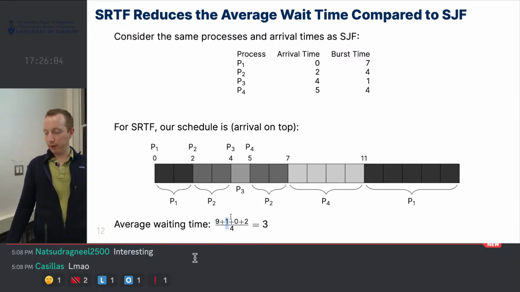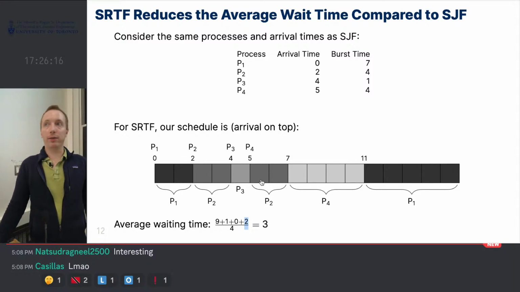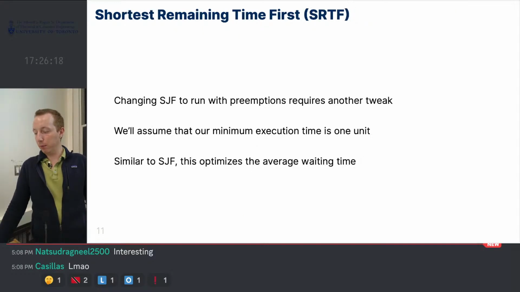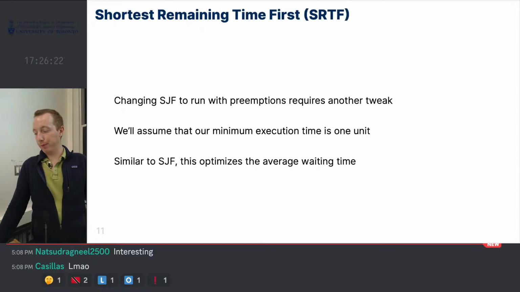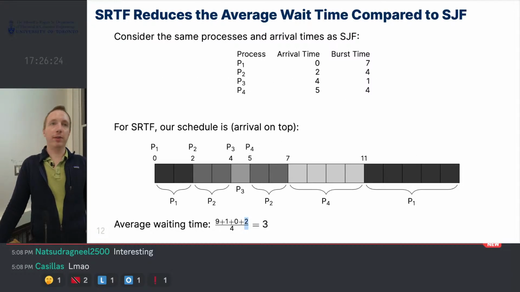So process 2 waited for 1 time unit right here. Process 3 waited for 0, and then process 4 waited for 2 time units right here. So our average waiting time in this case is 3, which is an improvement over what we had before without preemptions, which was 4. So any questions about that?